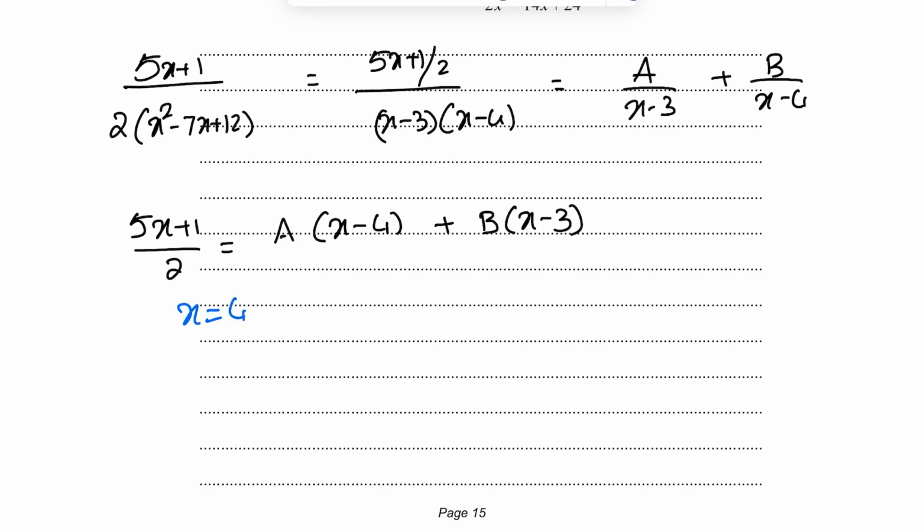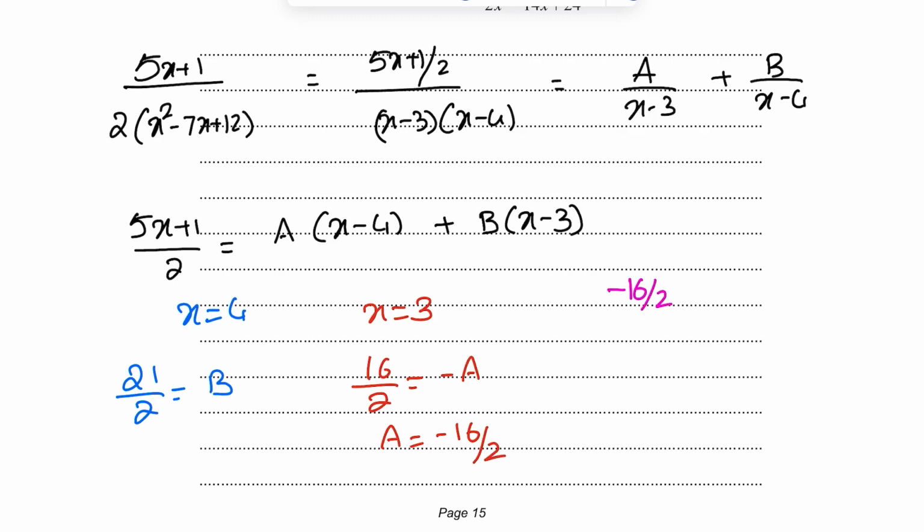When I take x equals 4, 21 upon 2 equals b. Then I take x equals 3. 16 upon 2 equals negative a. So a equals negative 16 upon 2. So my partial fractions will become negative 16 upon 2 upon x minus 3 plus 21 upon 2 upon x minus 4.